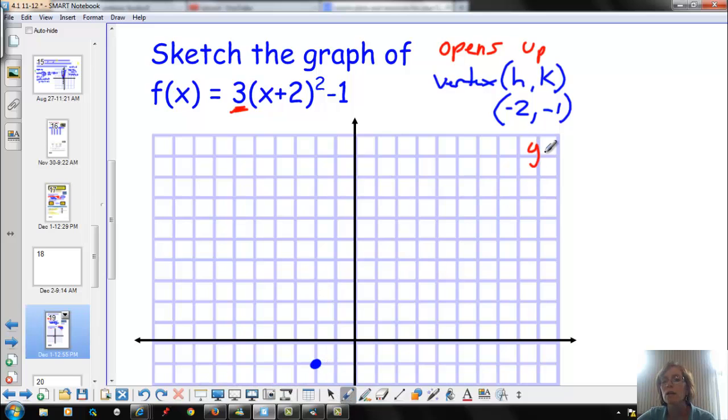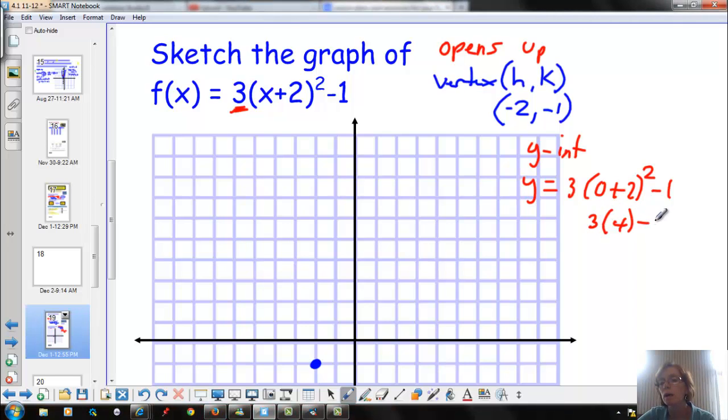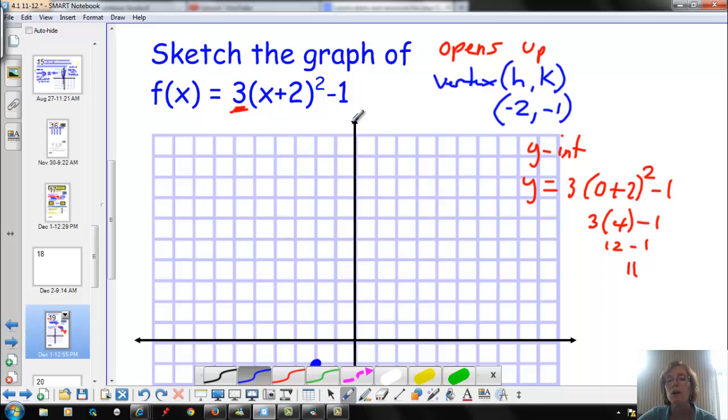So let's do that. The y-intercept, remember, to find that, we're going to plug in 0 for x. So we would get y equals 3 times 0 plus 2 quantity squared minus 1. 0 plus 2 is 2. Squared is 4. Remember, we do exponents before multiplication, so we have to get that 4 first, then multiply by the 3, and then subtract 1. So to me, it's looking like this is going to be 11. So the y-intercept is going to be 11. That's a little bit off my graph, but I'm going to say it's about here on my graph as my y-intercept. We could also point out what is the axis of symmetry.